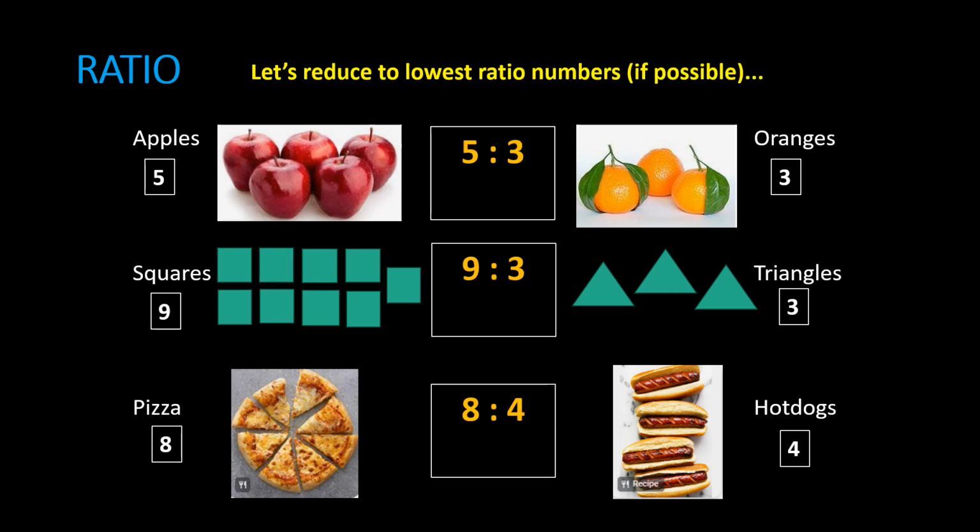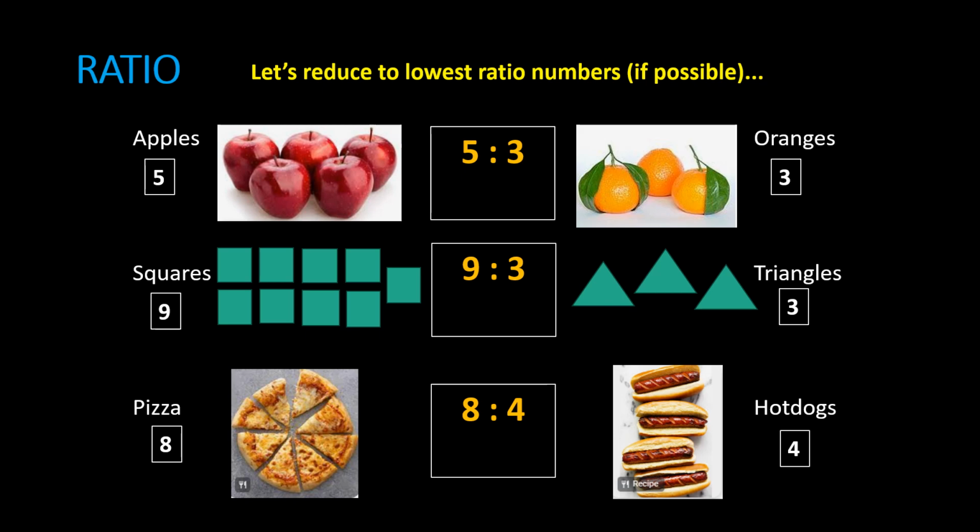In ratio, we like to reduce the numbers to the lowest possible, to the lowest whole numbers. In the first example, we have 5 apples and 3 oranges. 5 to 3 is the lowest. We cannot reduce it any more because we cannot find a number to divide the same on both sides.